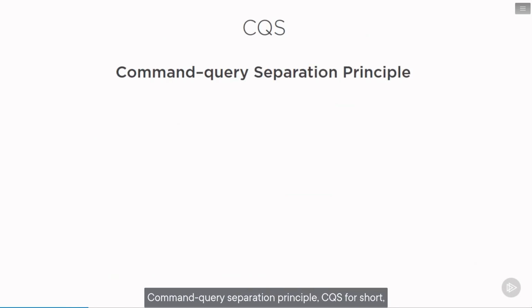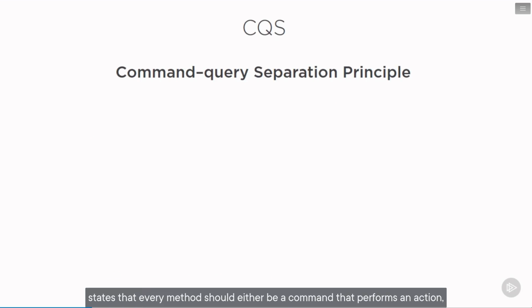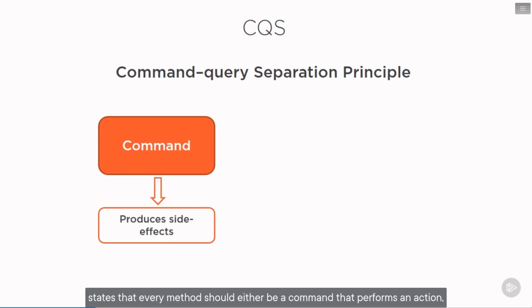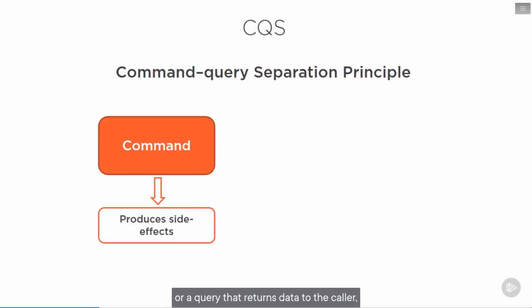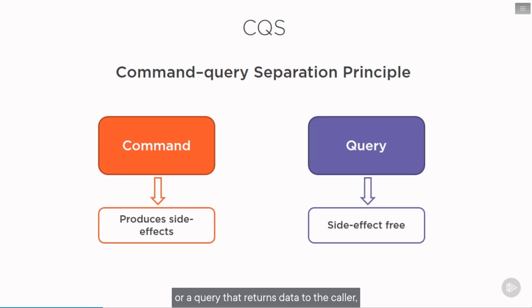Command query separation principle, CQS for short, states that every method should either be a command that performs an action or a query that returns data to the caller, but not both. In other words, asking a question should not change the answer. More formally, methods should return a value only if they are referentially transparent and don't incur any side effects, such as, for example, mutating the state of an object, changing a file in the file system, and so on.